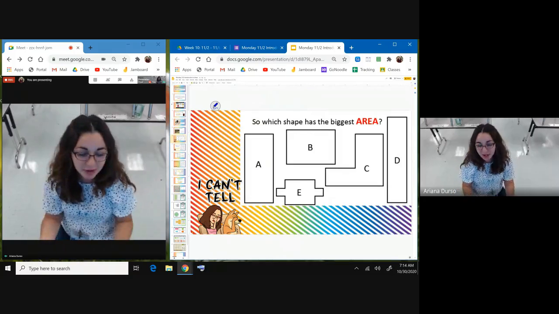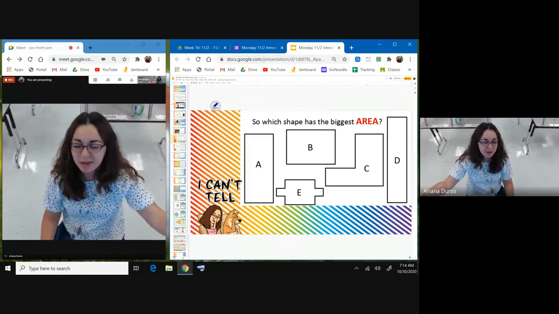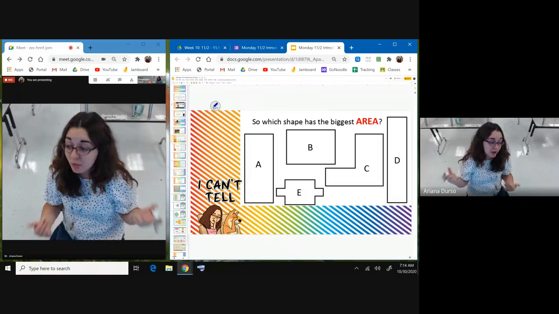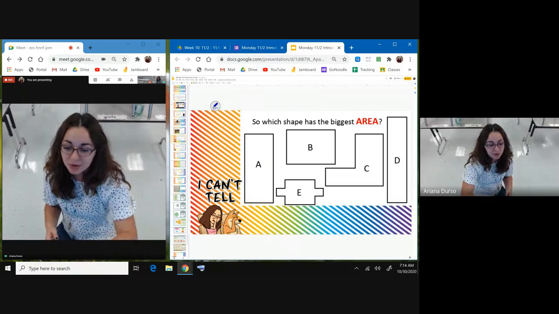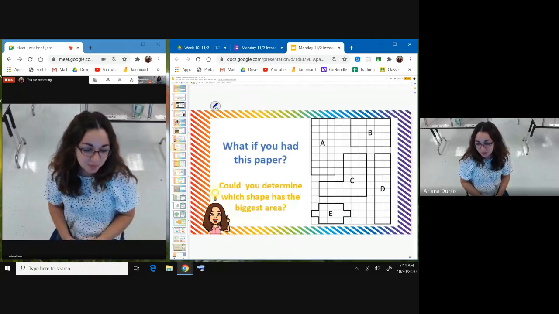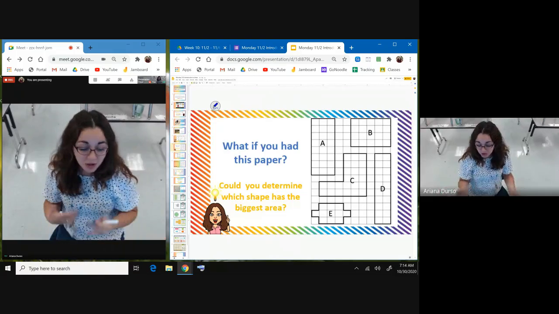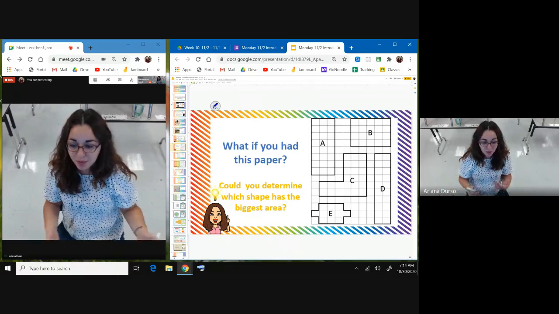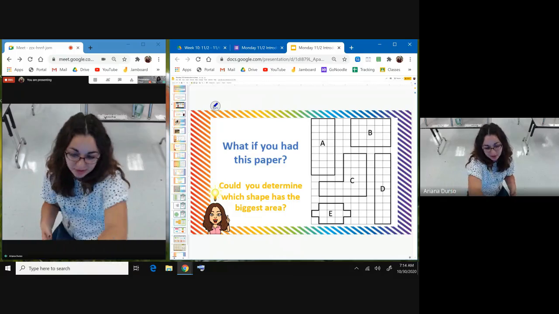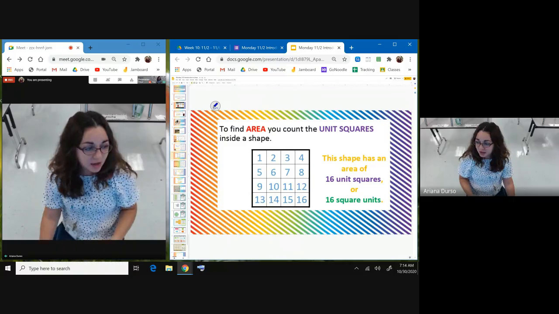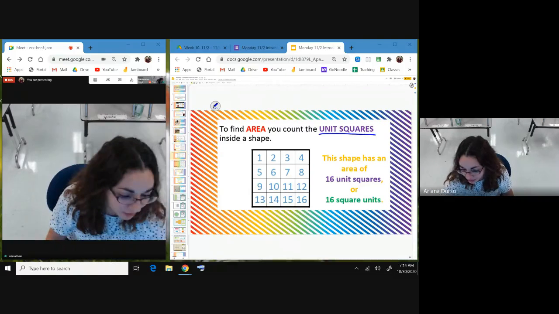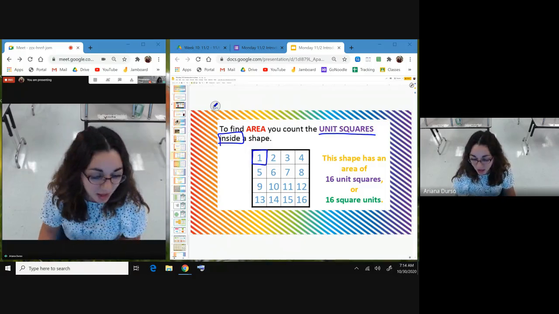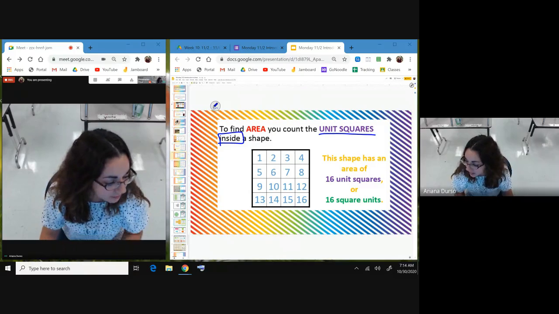So which shape has the biggest area? If we're looking at shapes, we really can't tell because there are no square units for us to count. So let's see about this picture. What if we had this paper? Could you determine which shape has the biggest area now? Yes, you could. What you can do is count the squares inside of each shape. To find area, you count the unit squares, so each square is called a unit square inside a shape, and that's going to tell you area.